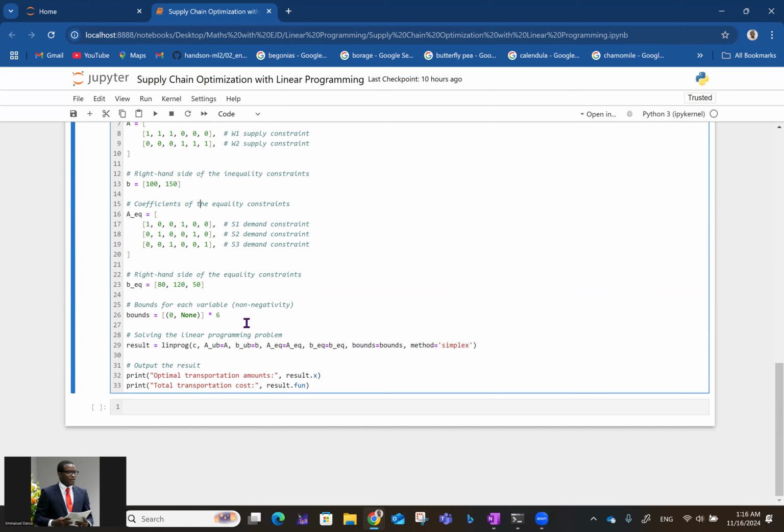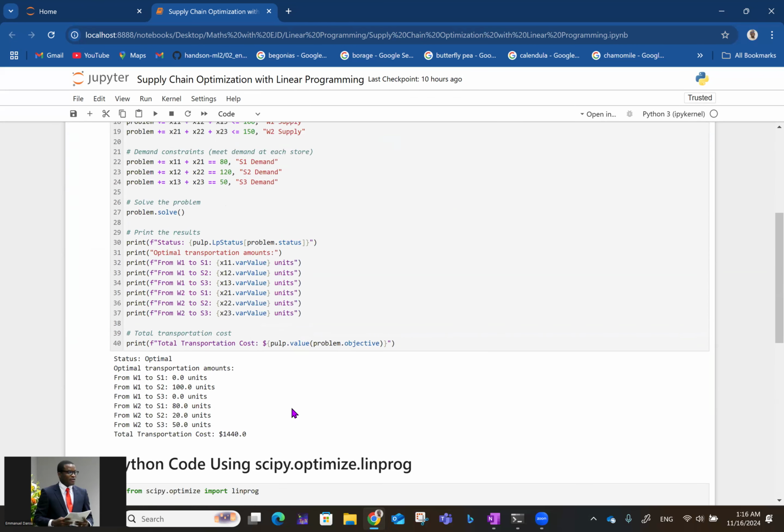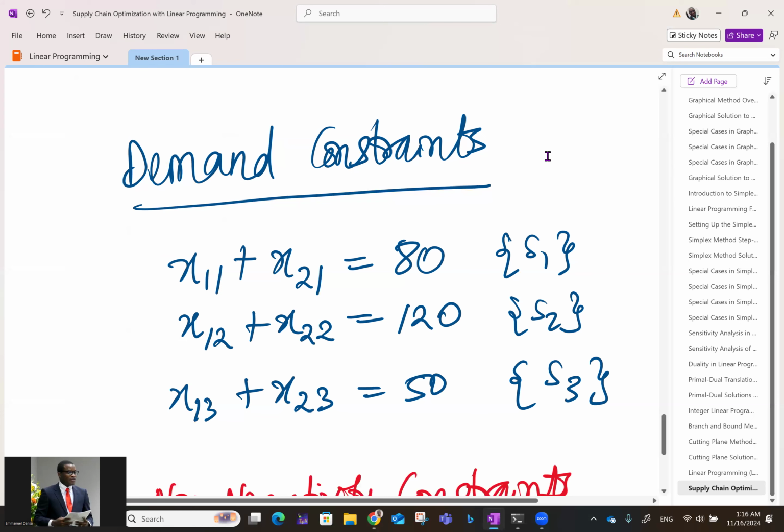So the bounds, of course, for all six of them is from 0 upwards, so it's non-negative. And then this is implemented using the simplex method. So if you run it again, you also get the same result: 0, 100, 0, 80, 20, 50, just like what you got here. And the total transportation cost is $1,440. So I'm going to take the answers back. Okay, let's take that back and finish things up.